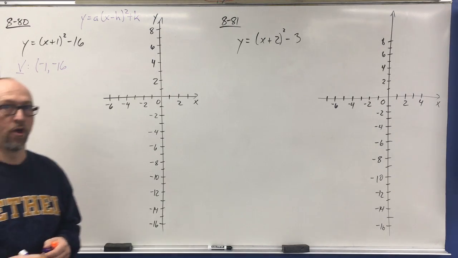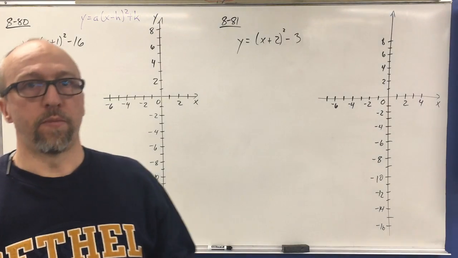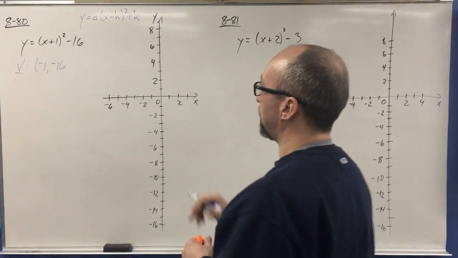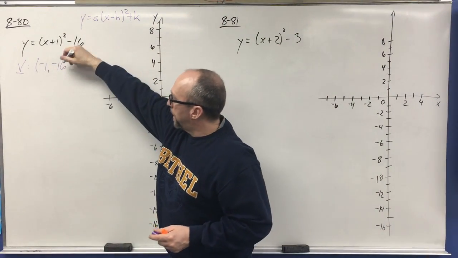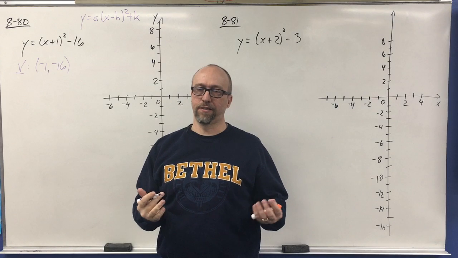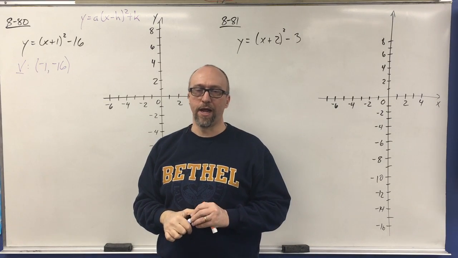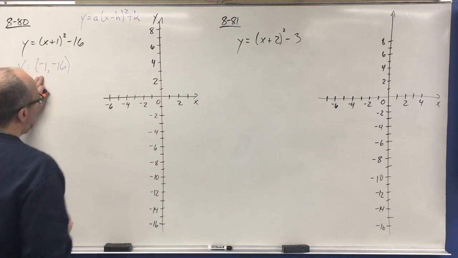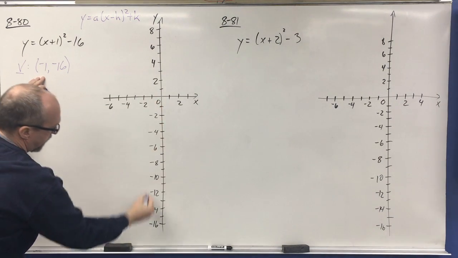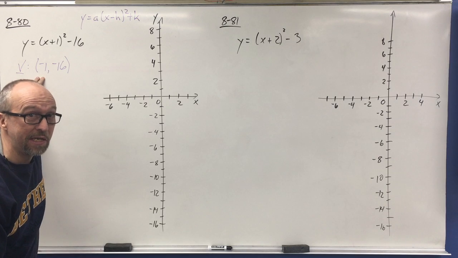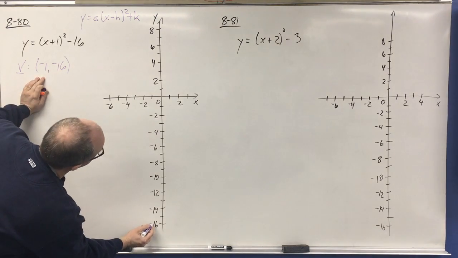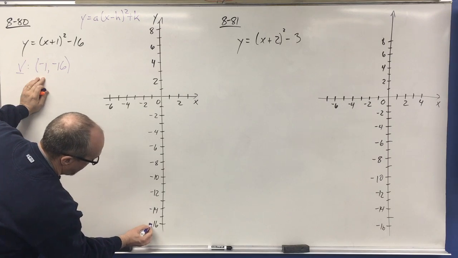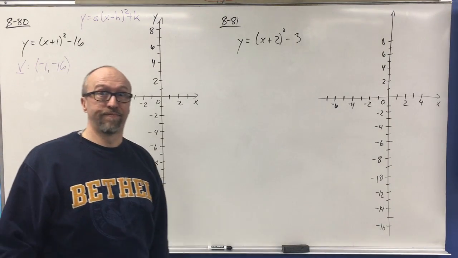Remember: it's always opposite of what's with the x. It's just the rules, man. Don't hassle it. So I have to go 1 to the left and 16 down on this conveniently drawn grid. And I'm right here, and that is precisely all I know.